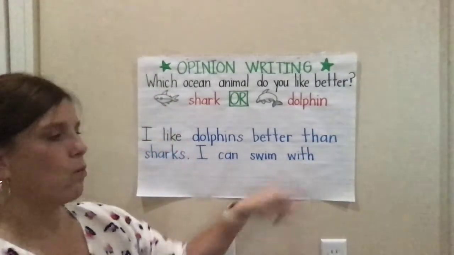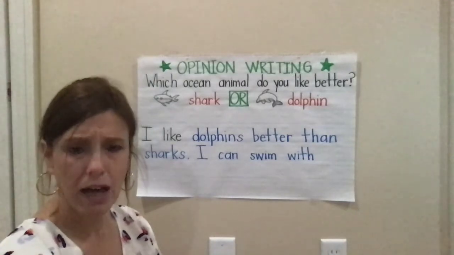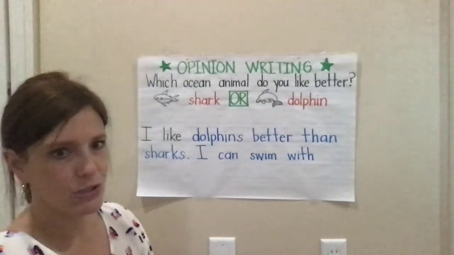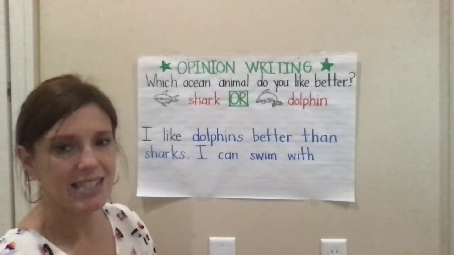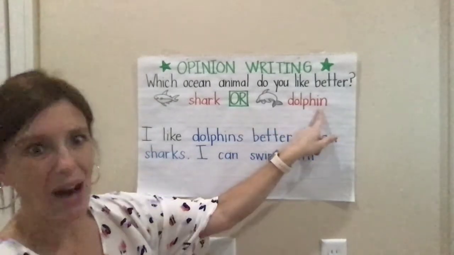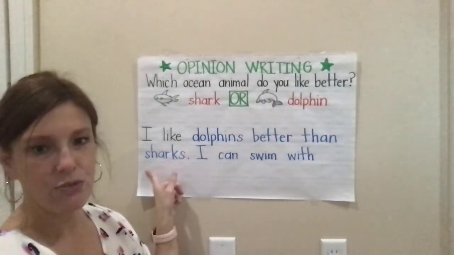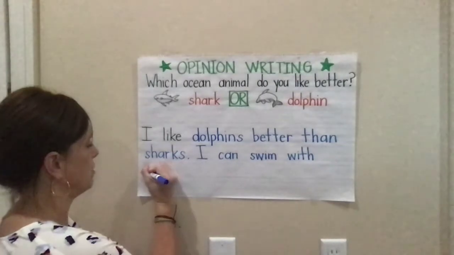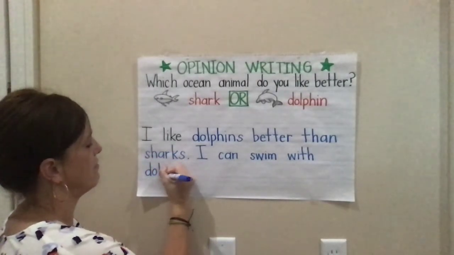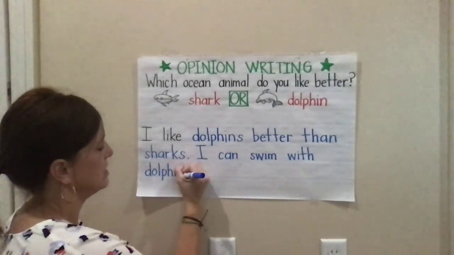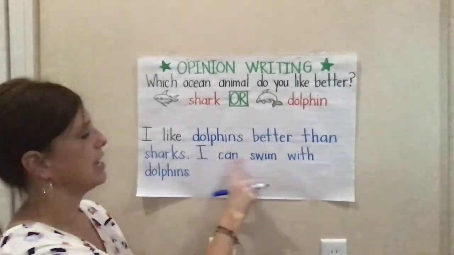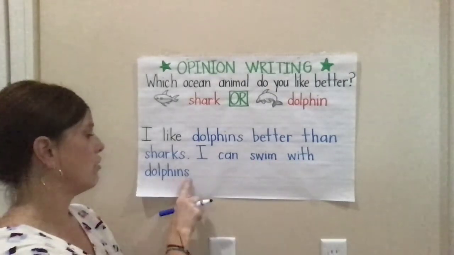I can swim with. Now, what was my topic about? That's right. It was about dolphins. So I'm not going to write sharks because I don't want to swim with sharks. I'm going to write dolphins again. So I already have dolphins once, I have it twice, so I'm going to copy dolphins right here. You can write or you can watch. Dolphins. So let's read our sentence so far. I can swim with dolphins.